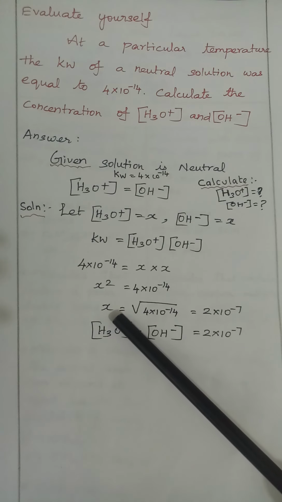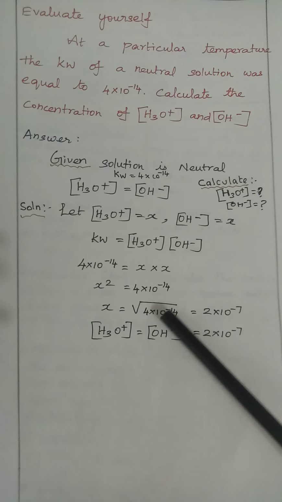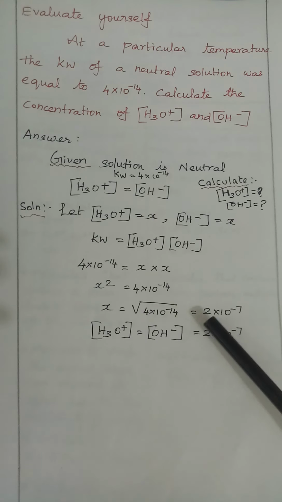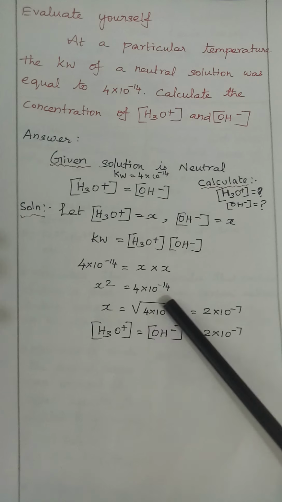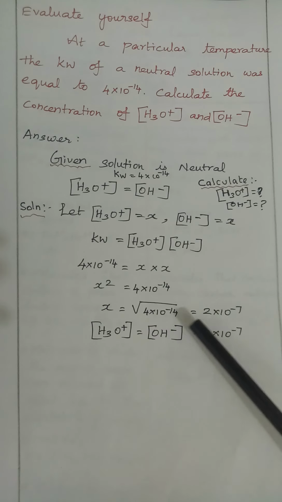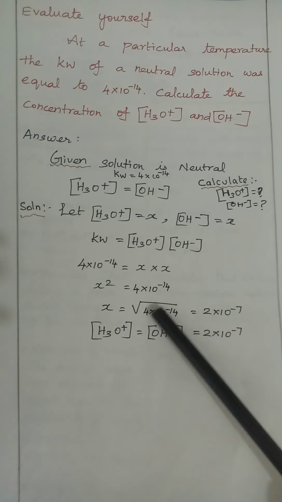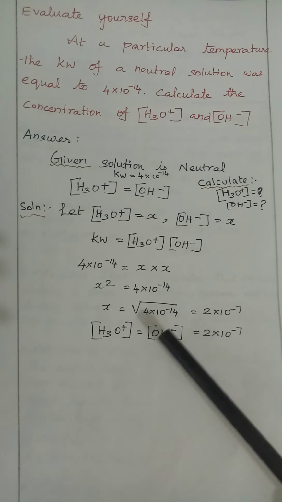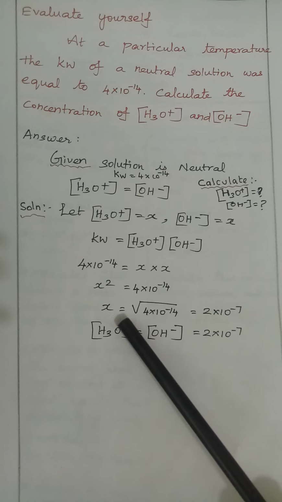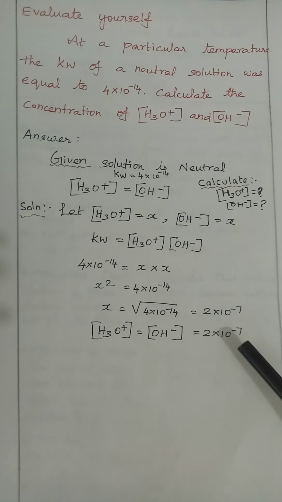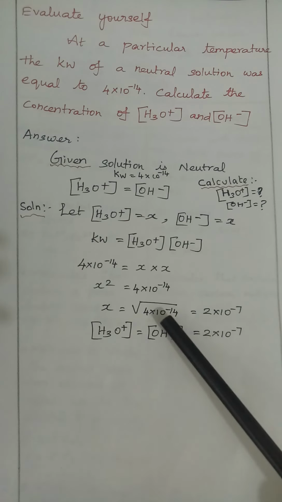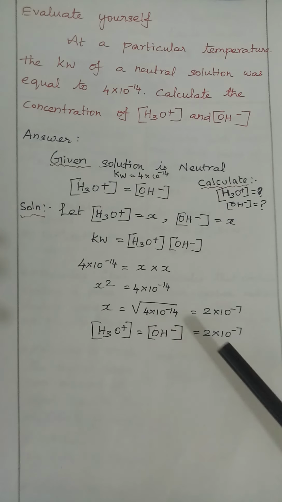So X is equal to the root of 4 × 10^-14. Root 4 is equal to 2. Root of 10^-14 is 10^-7, which is half of the exponent. So the concentration of H3O+ is equal to 2 × 10^-7. The concentration of OH- ion is also equal to 2 × 10^-7.